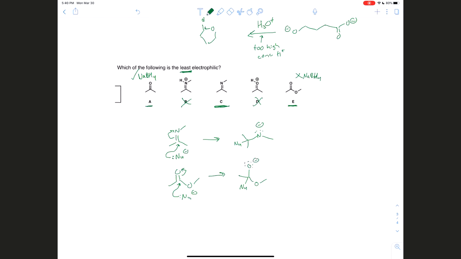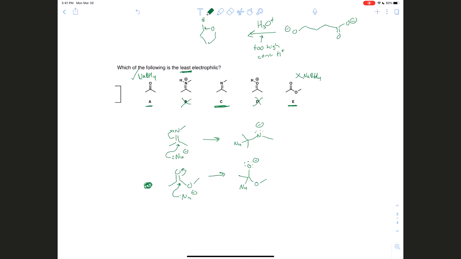And so we could also consider which one of these would be higher or lower in energy. Which one is more stable? Would an O minus be more stable or an N minus be more stable? Yeah, so the O minus is more stable than the N minus. That means that probably attacking an ester is going to be easier, which means it's probably more electrophilic.